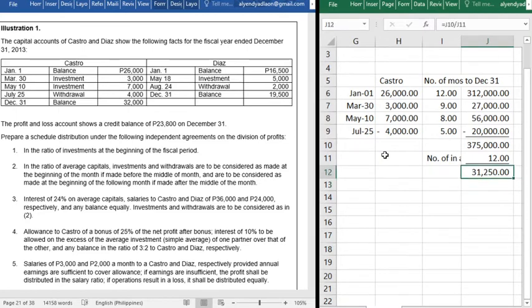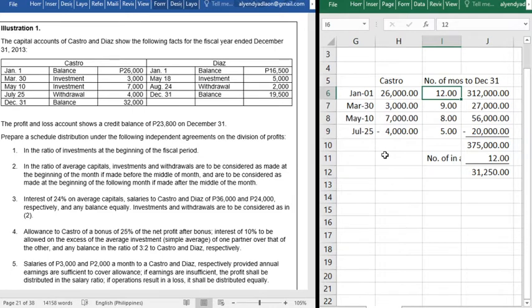So class, the advantage of this method is that you don't need to get the accumulated balance. Okay, especially if it is hard for you to do mental math for the addition and subtraction. So you don't need to do that. You don't need to compute for the accumulated balance. But what is hard in this method is that you have to compute from the specific date until December 31. So maybe it could be hard for some, but it could also be easier for others.